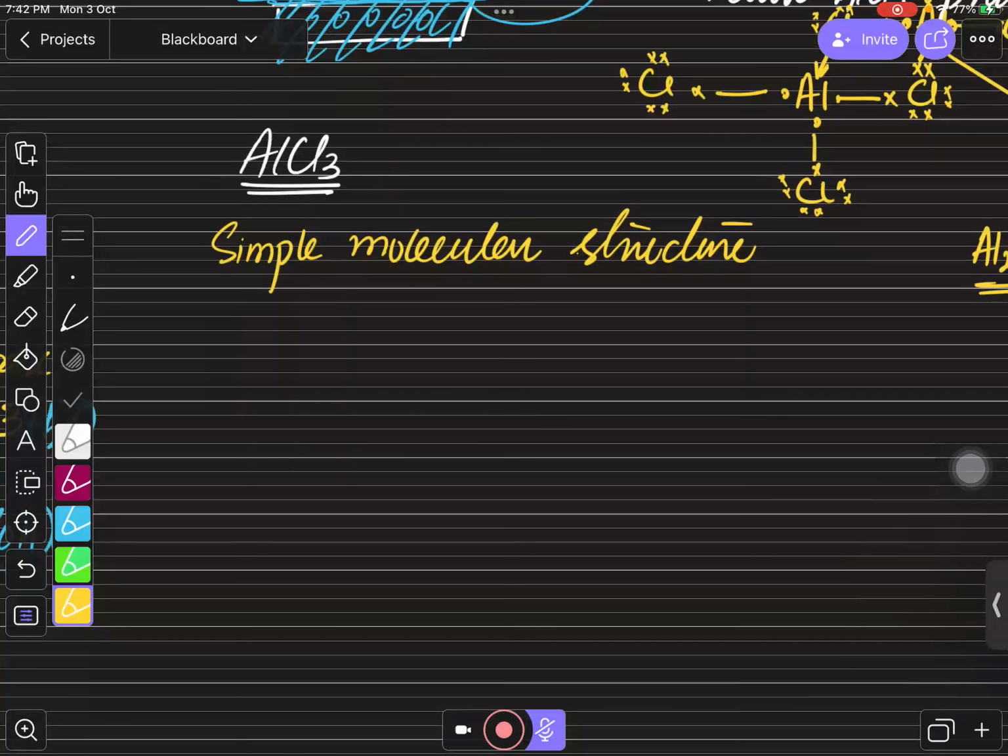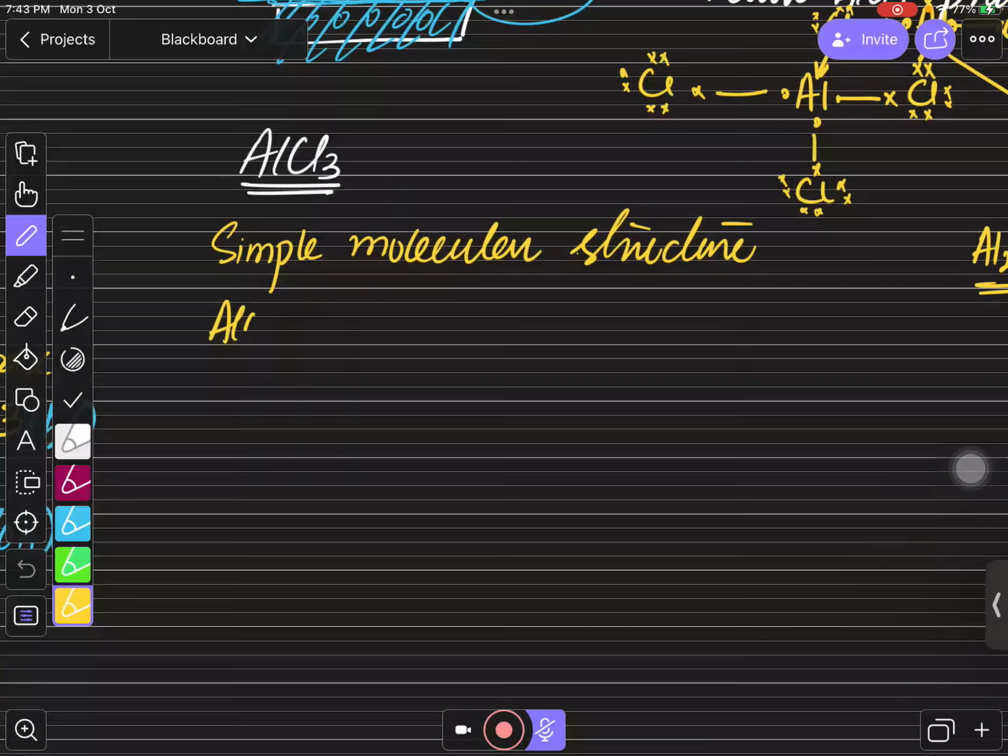Ammonium chloride is actually simple molecular structure. This is actually simple molecular structure, right? And it can exist as Al2Cl6 as well. So you can say that it dissolves in water to give a highly acidic solution as well. You need to keep remembering this as well.